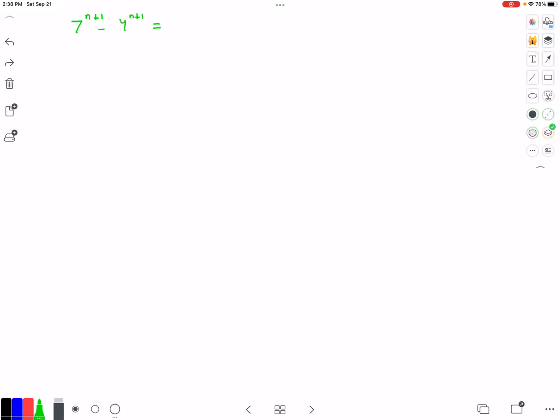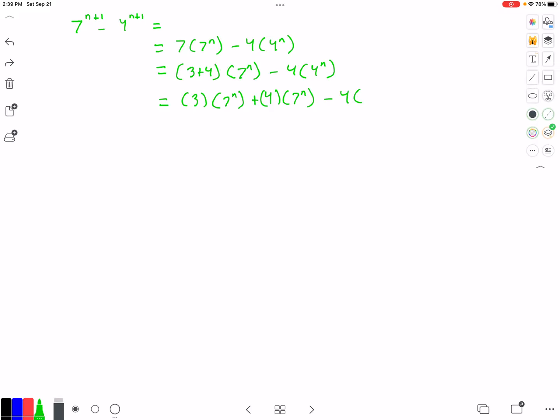All right, so let's see here what we can do. 7 to the power of n plus 1 minus 4 to the power of n plus 1 is equal to 7 times 7 to the power of n minus 4 times 4 to the power of n. Okay, now I can rewrite this further. I can change that 7 to be 3 plus 4, and I get 3 plus 4 times 7 to the power of n minus 4 times 4 to the power of n. And I can multiply that out, so we get 3 times 7 to the power of n plus 4 times 7 to the power of n minus 4 times 4 to the power of n.